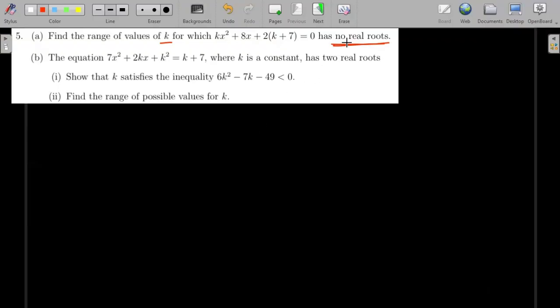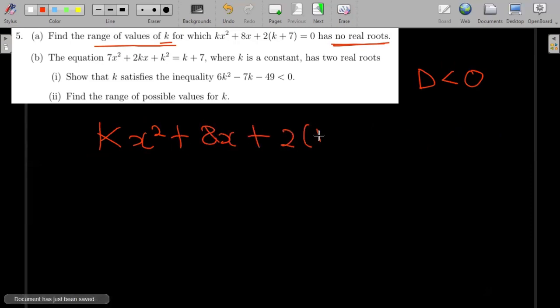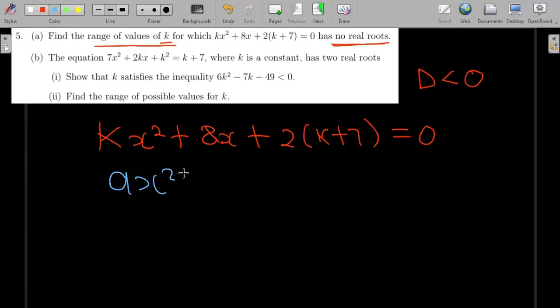Okay. So since this quadratic equation has no real roots, then we know definitely that the discriminant has to be less than 0. Okay. So that's how we are going to find this range of values of k. So from this quadratic equation, let's write it here. kx squared plus 8x plus 2k plus 7 is equal to 0. And then I'll write the general form just below this one. ax squared plus bx plus c is equal to 0.